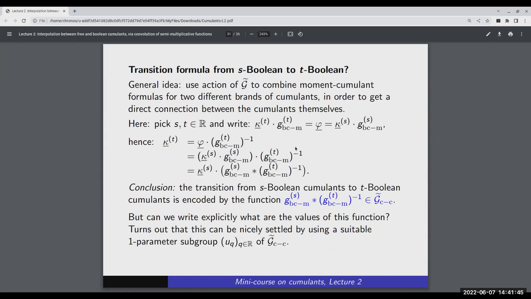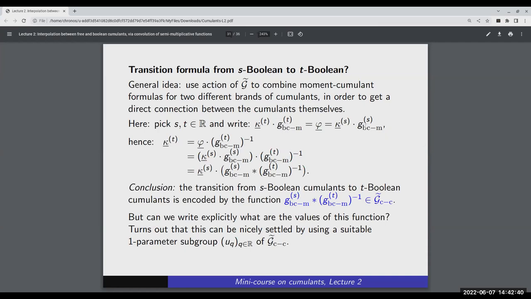So then it is an amusing exercise to think of how you transition between two different brands of cumulants, and the two different values of t is a very nice thing to look at. Let me show you the calculation. It's quite easy. You write that the moments are obtained, but this is all formal. It is the action of that group on spaces of functionals. So you write the moments both as the action of the transition function on t cumulants.